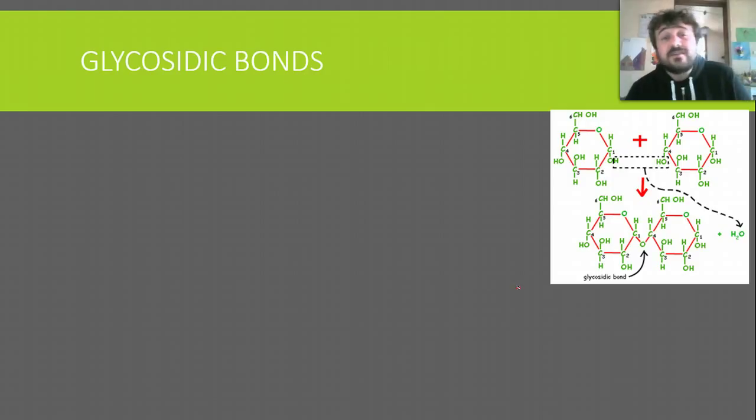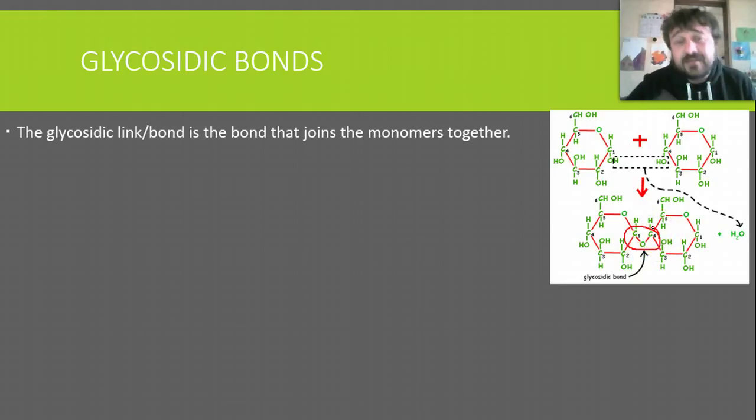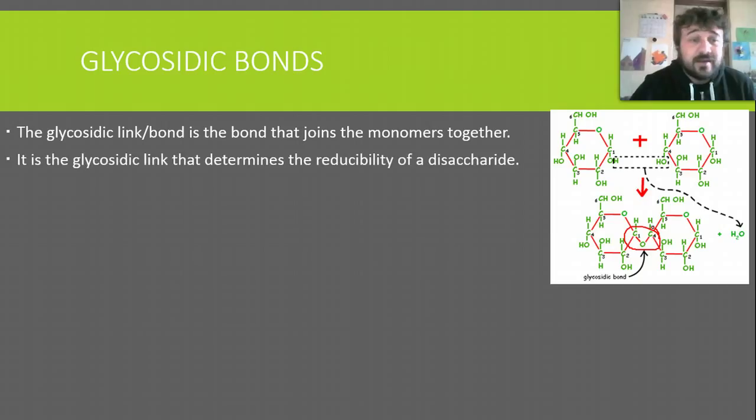All right, so what is the glycosidic bond? Now we're talking about disaccharides. A disaccharide such as this is maltose. That is the glycosidic bond. It's right in the middle there. It is the one that links the monomers together. So it's this glycosidic link that determines the reducibility of a disaccharide.